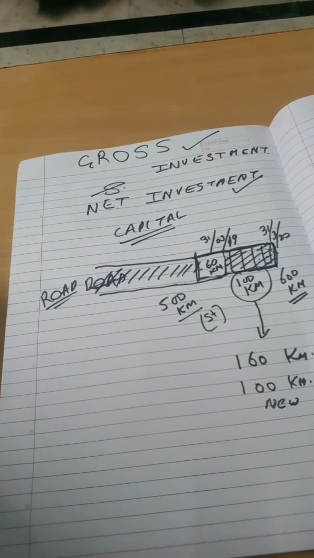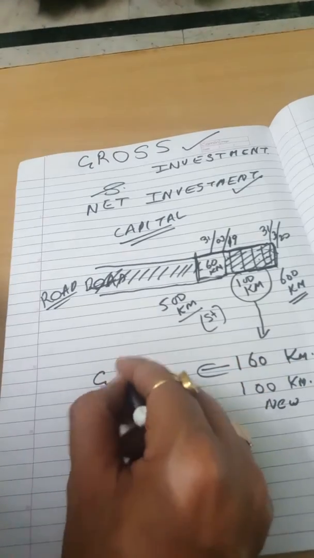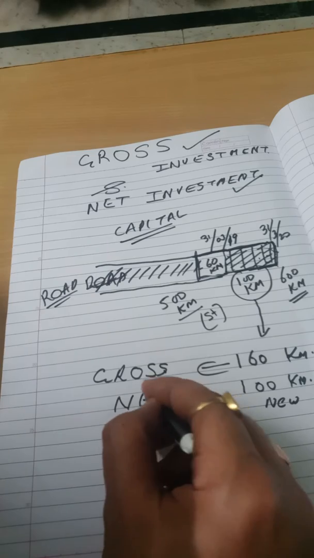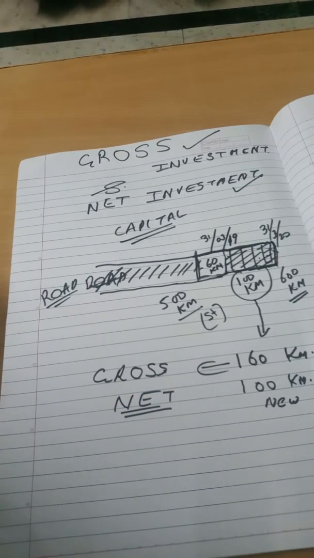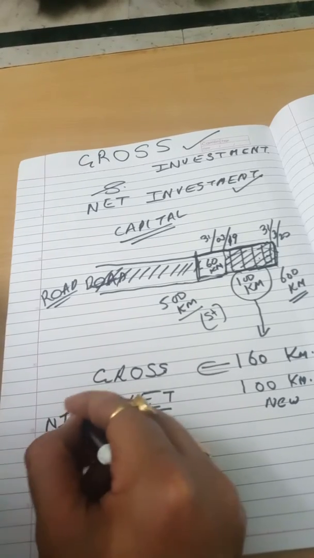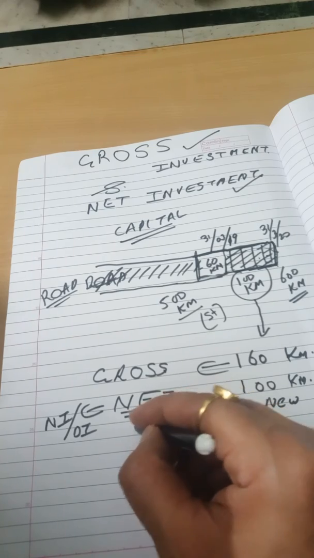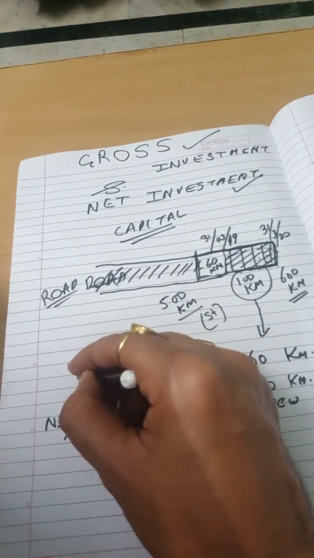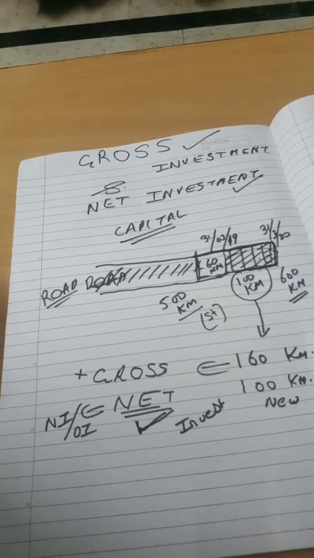Now, in national income accounting, we call 160 kilometer of overall road constructed as gross investment and the new road constructed as net investment. In Hindi, we call gross as sakal and net as shuddh. For national income purpose or domestic income purpose, we only take into account the net investment. We never take gross investment because it is not the actual amount of new investment which has taken place in the year.